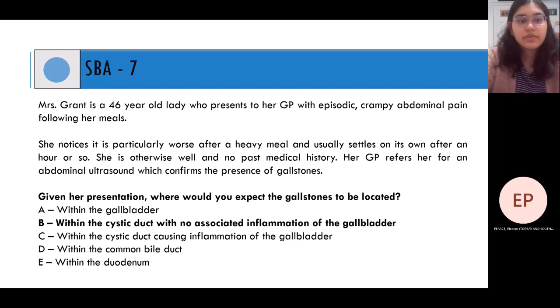The only reason I picked B over A was because oftentimes gallstones located within the gallbladder tend to be more asymptomatic. So the fact that she's actually having symptoms would lean more towards the stones being within the duct. But you're very right in saying that it should be associated with no inflammation of the gallbladder for it to be biliary colic. If she did have associated inflammation of the gallbladder, that would then progress to cholecystitis. So definitely A or B, but given that she is symptomatic quite regularly, I would lean more towards the stones having moved slightly down into the cystic duct.